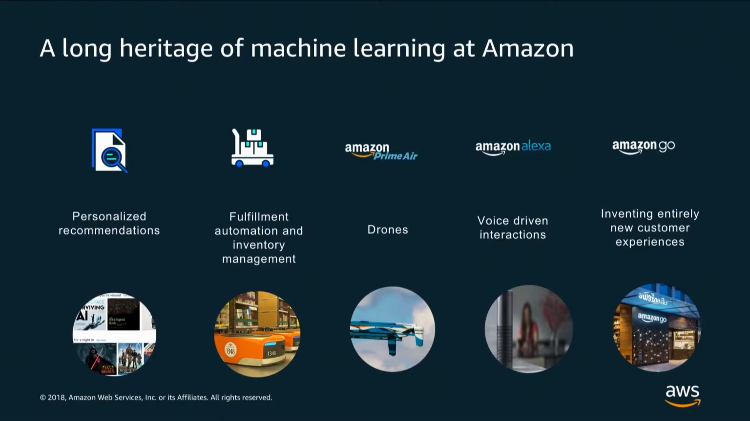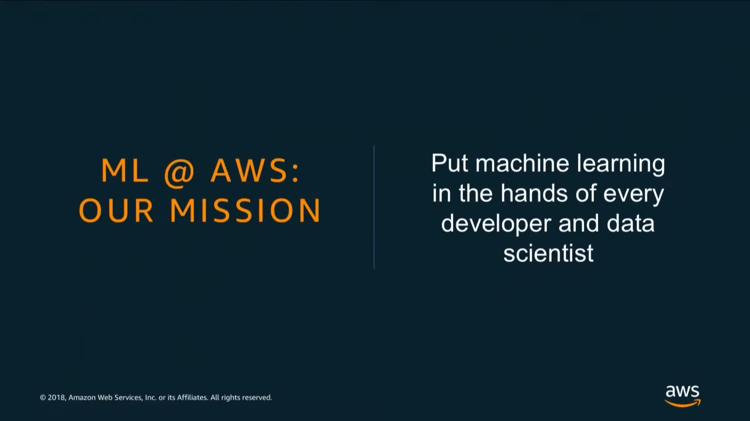At Amazon in general, we've had a long heritage of machine learning applications, right from search and recommendation engines to Alexa to now in store, where you can go pick up any shopping product and walk out without having to check out. So what are we trying to do at AWS as far as machine learning is concerned? We want to put machine learning in the hands of every developer and data scientist.